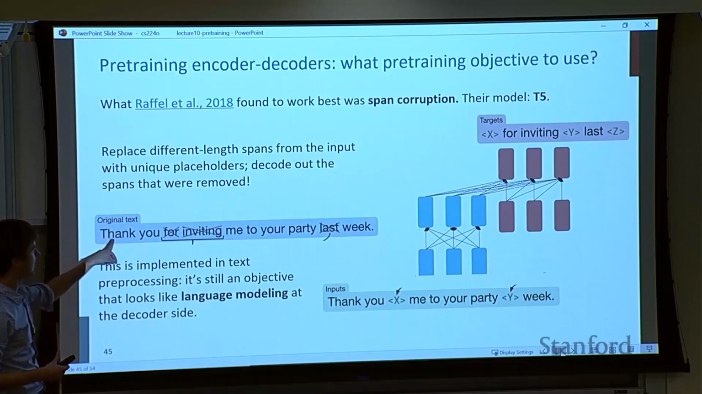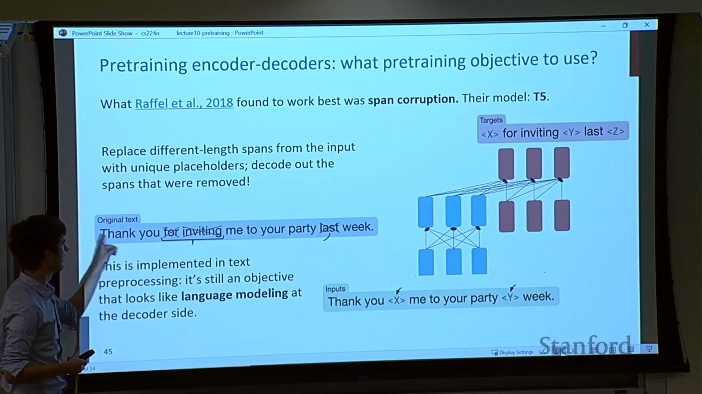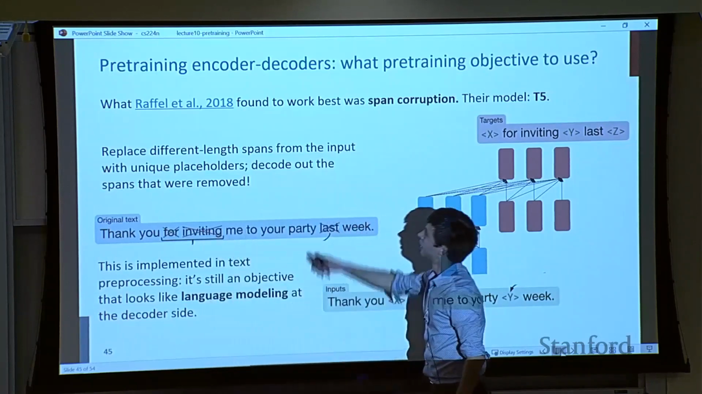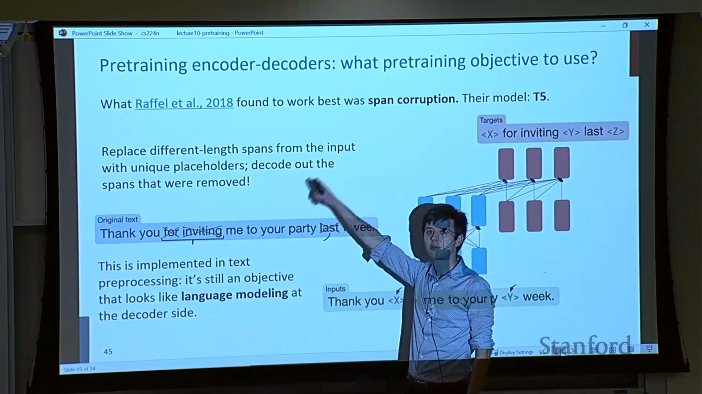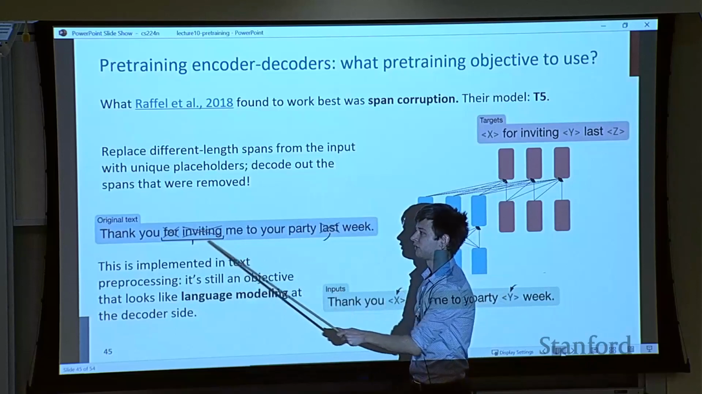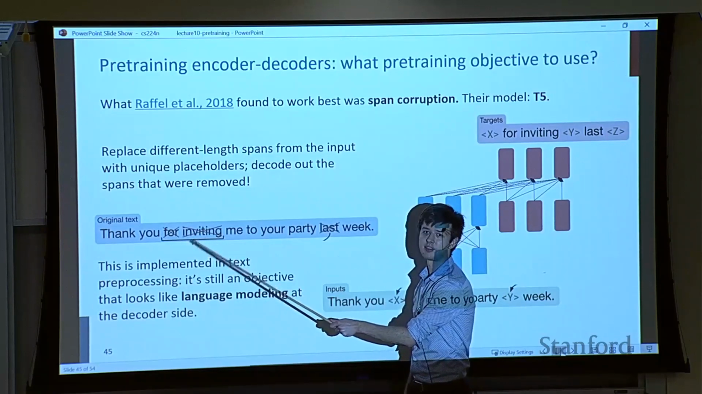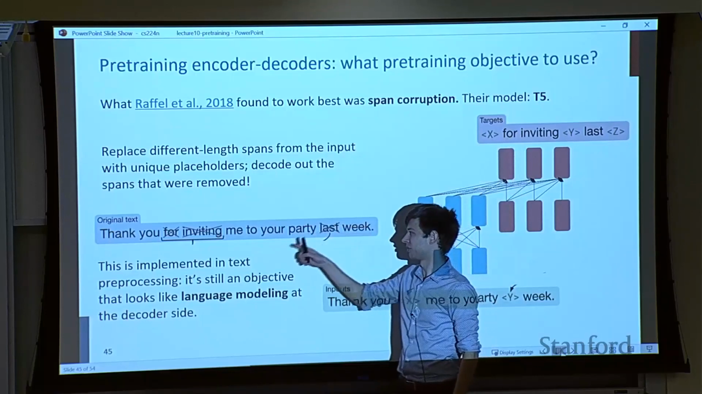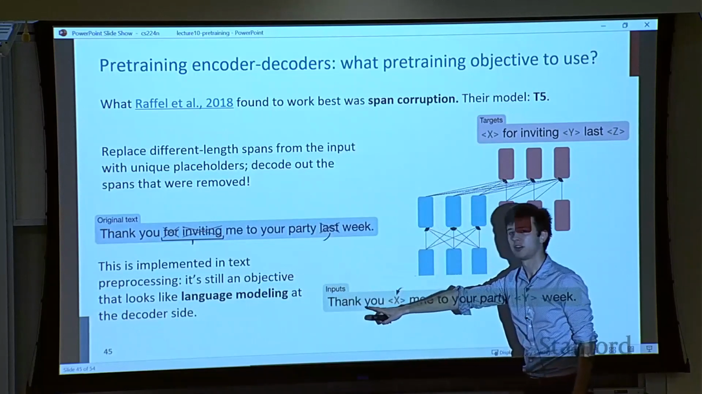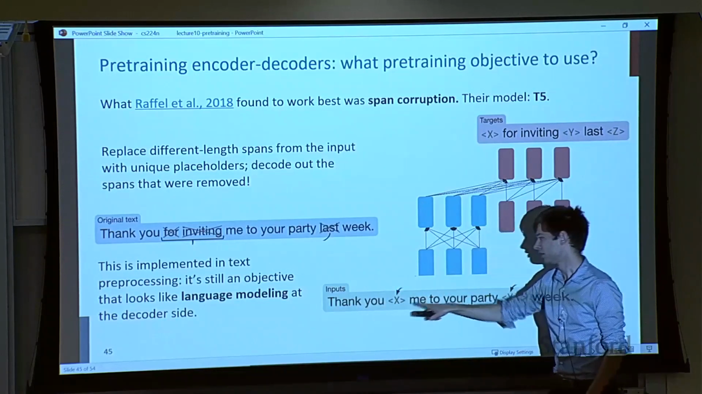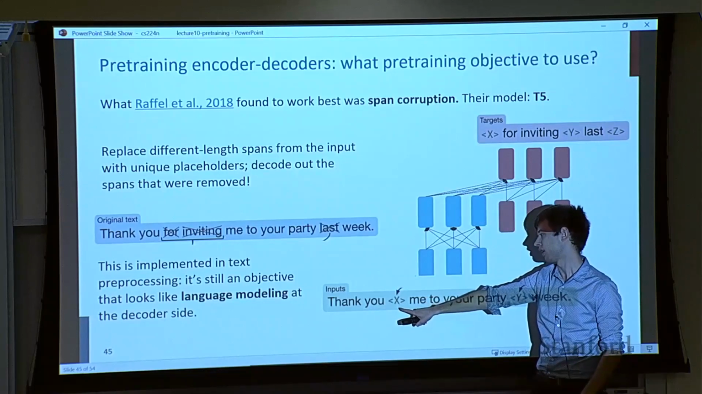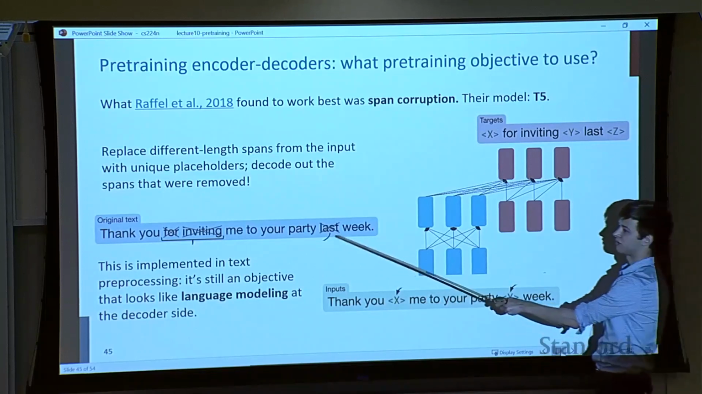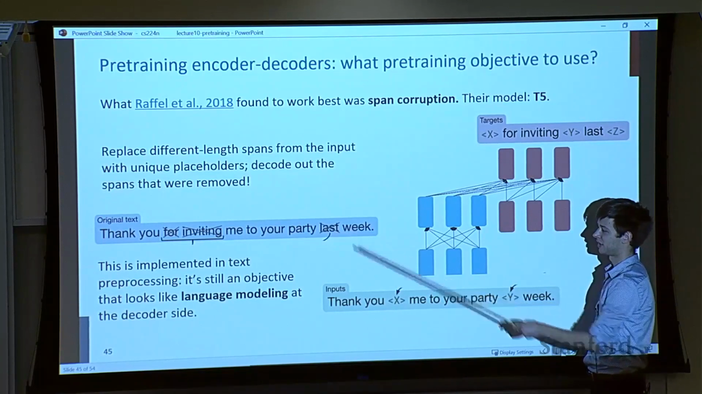Let's say you have an original text like this: Thank you for inviting me to your party last week. We're going to define variable-length spans in the text to replace with a unique symbol that says something is missing here, and then we'll remove that text. So now our input to our encoder is: thank you, symbol 1, me to your party, symbol 2, week. So we've noised the input. We've hidden stuff in the input.